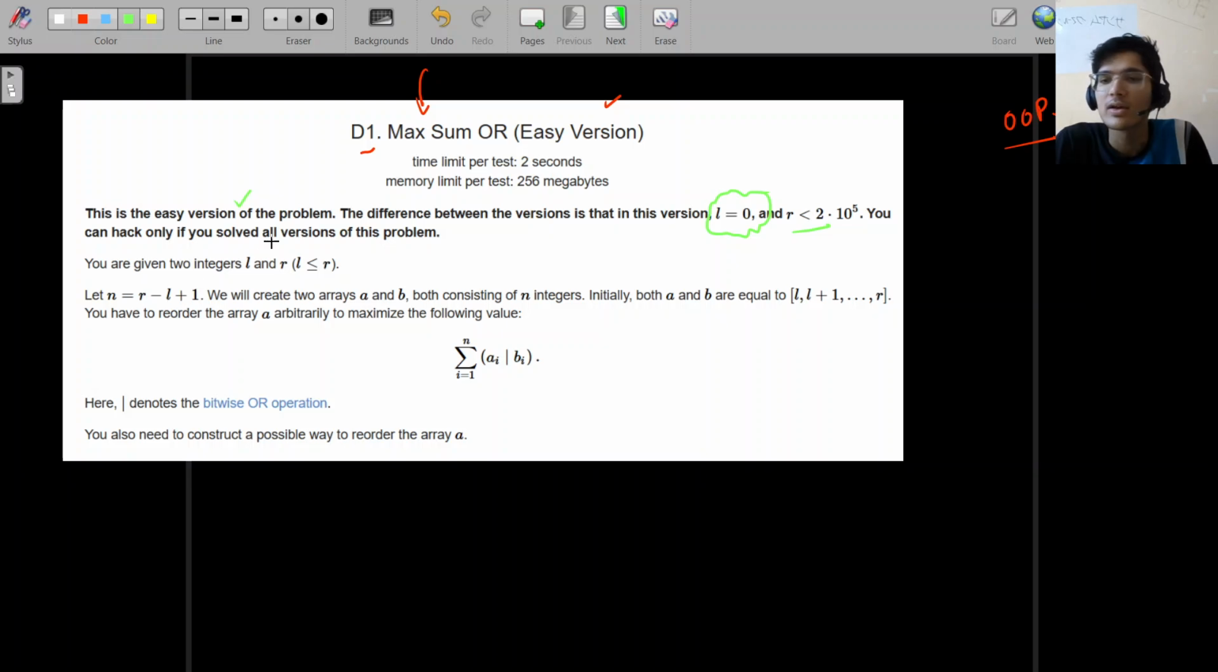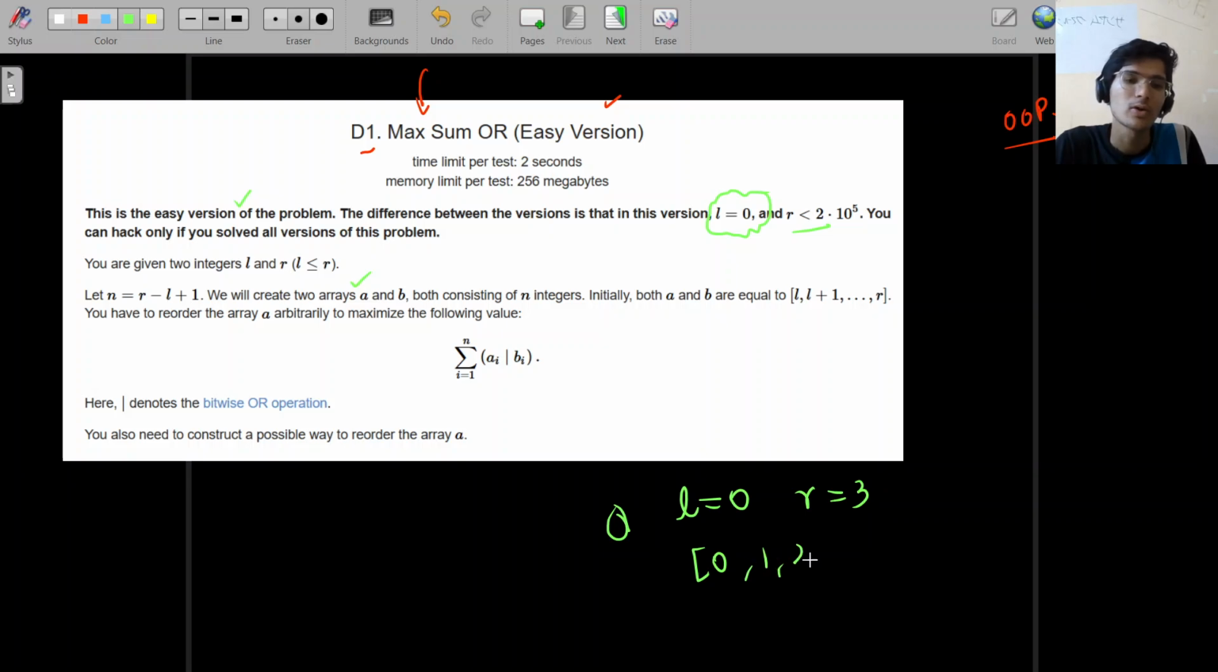Okay, fine. And then you're given n, and I will be creating two arrays a and b, both consisting of n integers. Initially, both are equal to l, l plus 1, till r. So let's say you have l, always l equals 0 in this problem, and r equals, let's say, 3. So your array will look like 0, 1, 2, and 3. I hope you understood that, right?